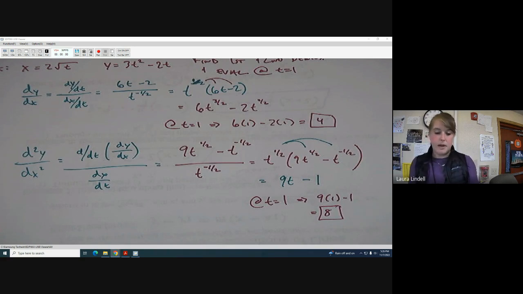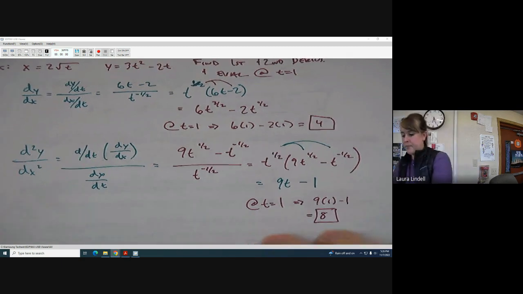The next thing we might be asked is an equation of a tangent line to a parametric curve. So let's take a look at what that entails.